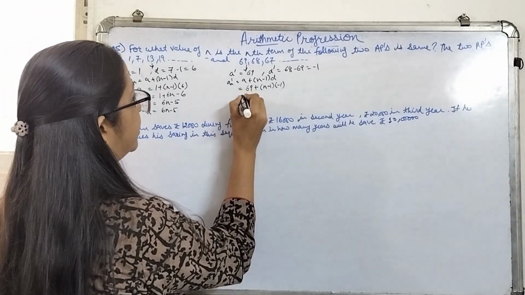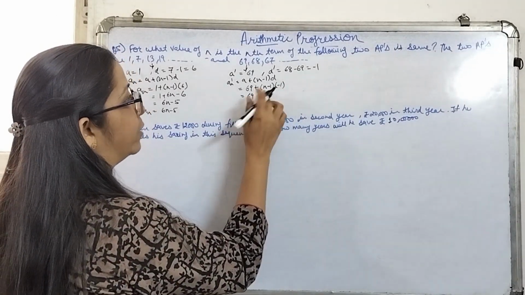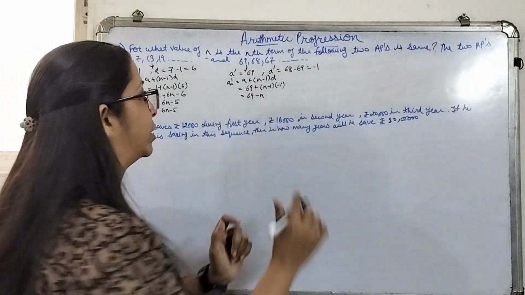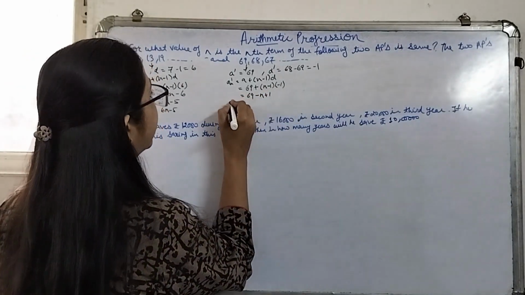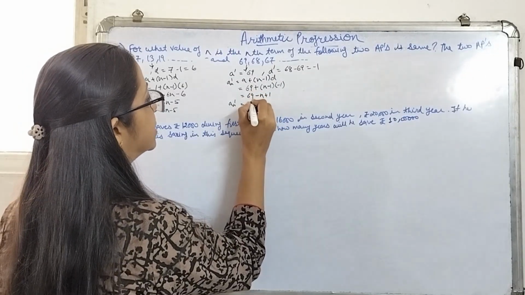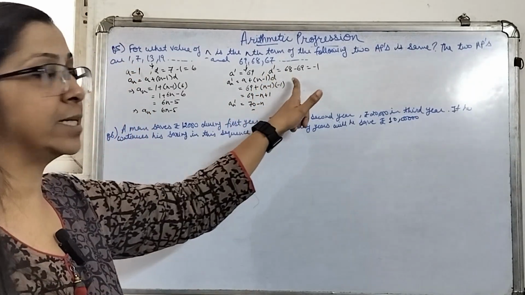If we solve it further, it will be 69 minus 1 multiplied by n, which will be minus n. Minus 1 multiplied by minus 1 will be plus 1. That means the nth term of this AP will be 69 plus 1, that is 70 minus n. This is the nth term of this AP.